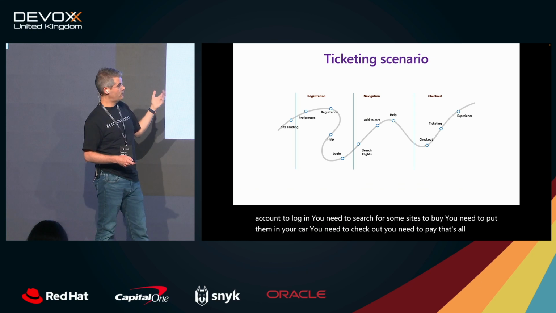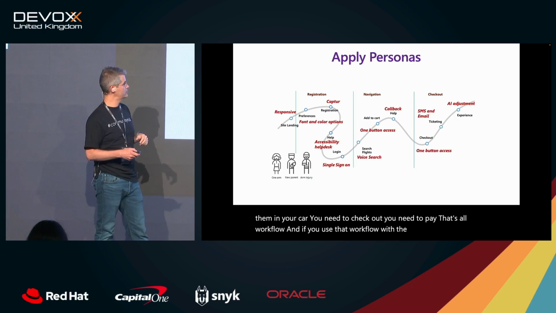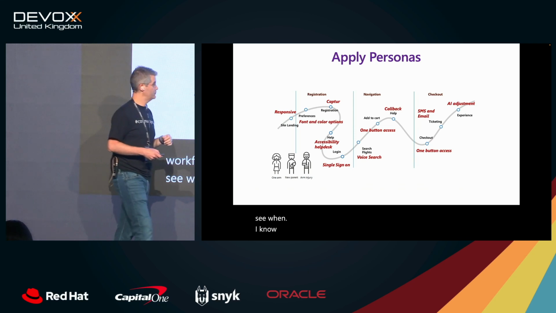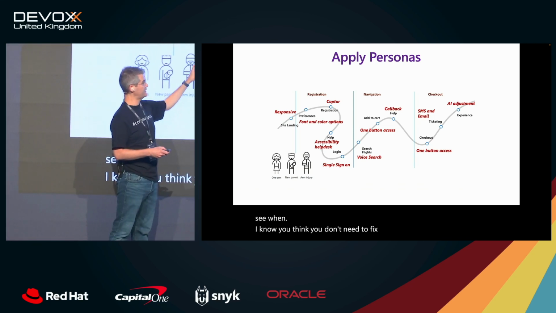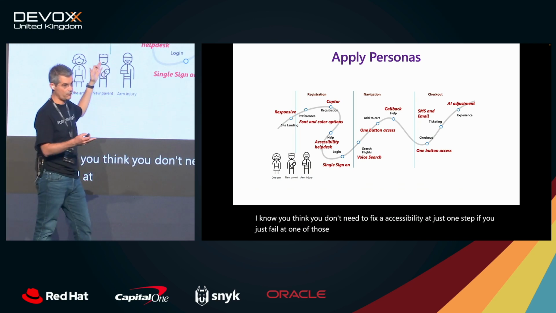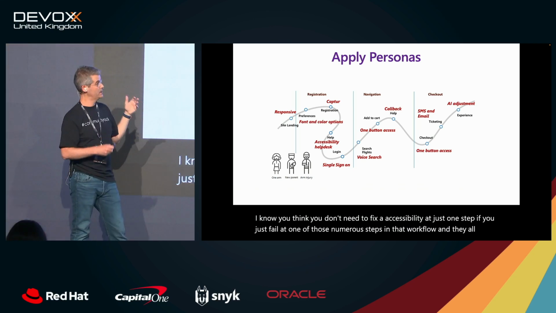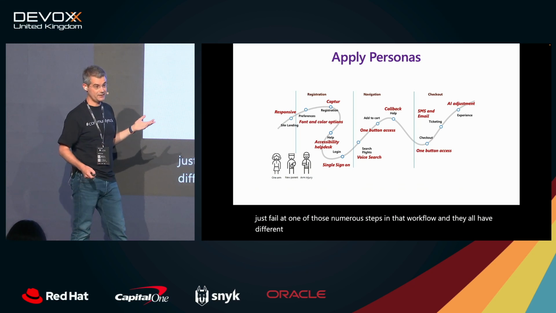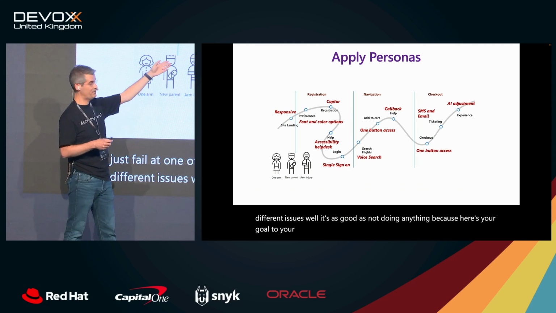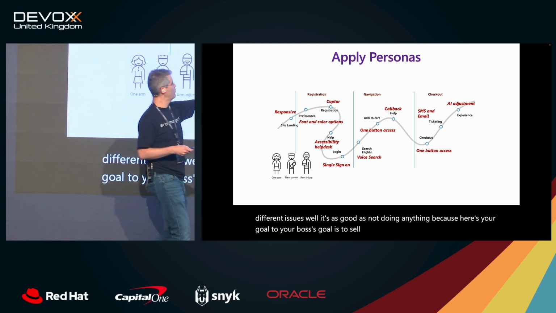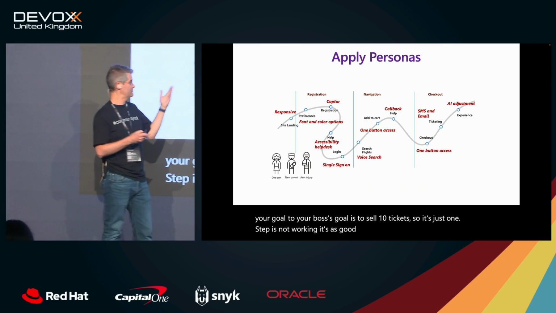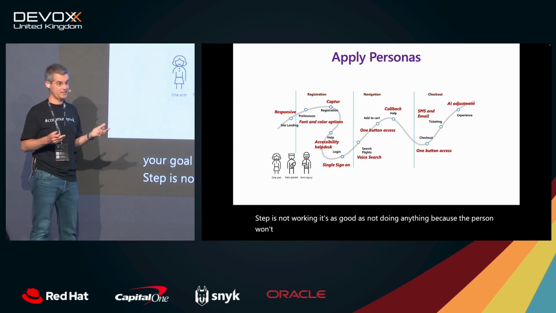And if you use that workflow with the personas, you're going to see one annoying thing. You don't need to fix accessibility at just one step. If you just fail at one of those numerous steps in that workflow, and they all have different issues, well, it's as good as not doing anything, because here's your goal. I mean, your boss's goal is to sell plane tickets. So if just one step is not working, it's as good as not doing anything, because the person won't be able to buy any plane ticket at all.